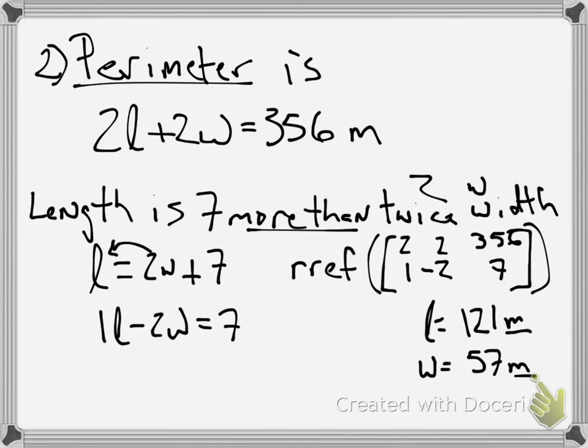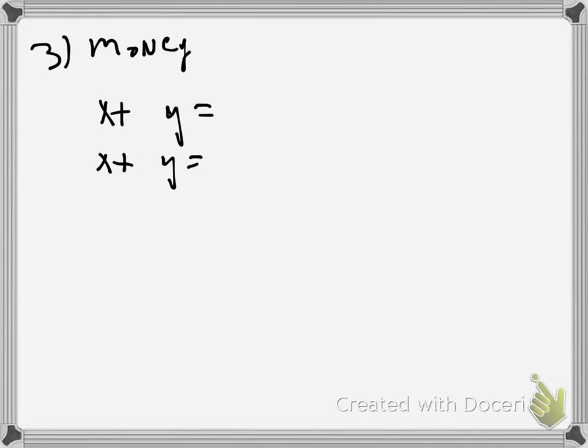Moving on to number 3, which is a money problem. Okay, money problems are fairly simple. You have two equations. Basically, you're saying x plus y equals something, x plus y equals something else. So you're going to have both of them being pluses.